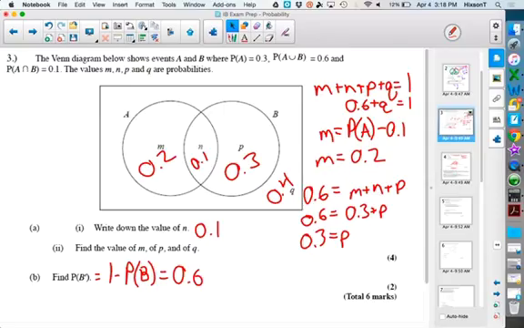Yes. Could I have done finding P with the formula for A union B? Like, I got the same answer. Yeah, you could have. Because you knew the intersection, you knew A, and you knew the union. Yeah, I just set the formula equal to 0.6 because you knew A union B, and then I had 0.3 plus B minus 0.1. Yeah. Probability of A plus probability of B minus A and B. That's right.